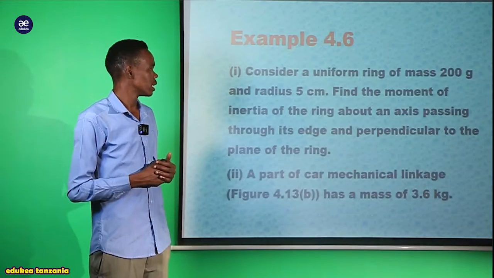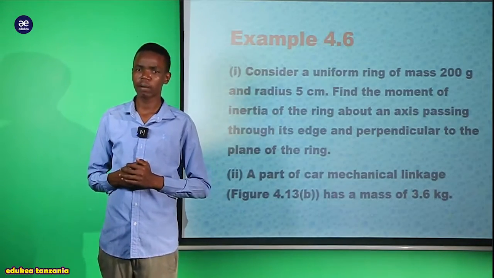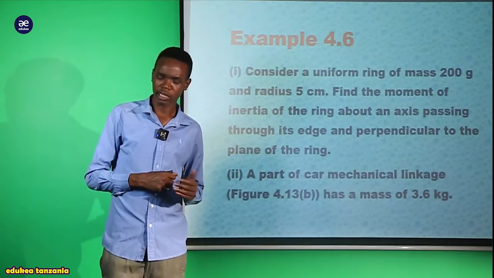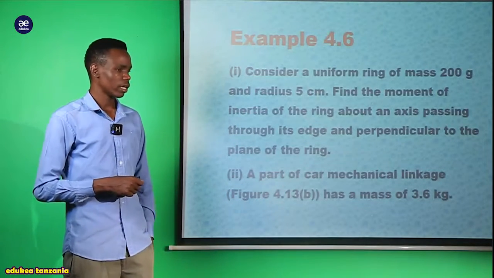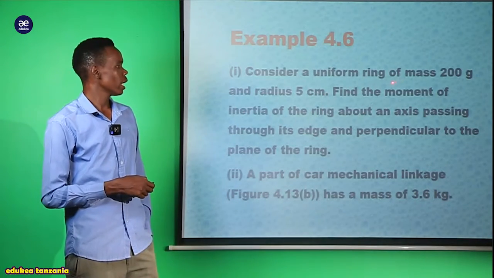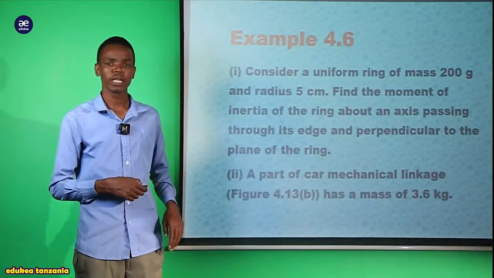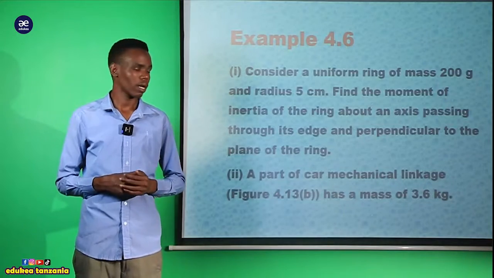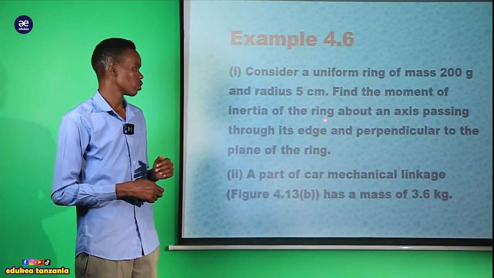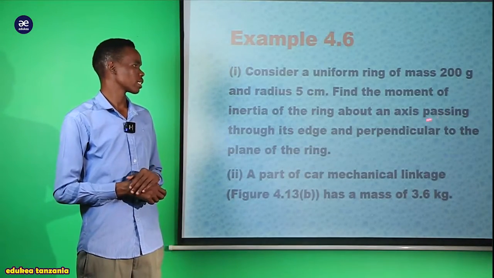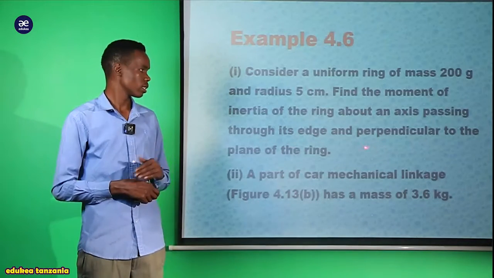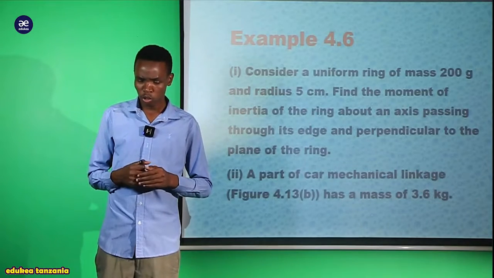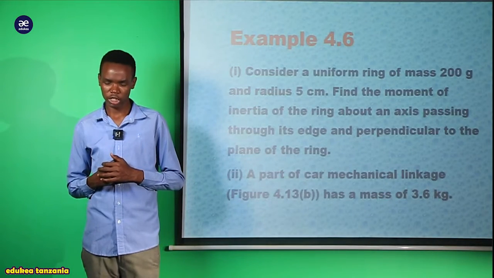So my lovely student, let us go and see examples related to what we tried to see in our discussion here. Our example says to consider a uniform ring. We have a uniform ring of mass 200 gram and radius 5 centimeter. We are supposed to find the moment of inertia for the ring about an axis passing through its edge and perpendicular to the plane of the ring. So how can we get the moment of inertia?